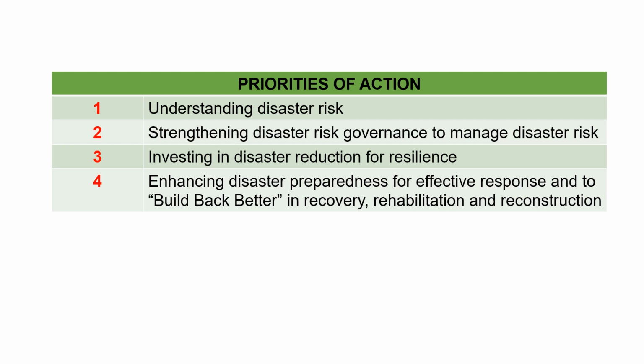It also includes 4 priorities of action, which are understanding disaster risk in all its dimensions of vulnerability, capacity, exposure of persons and assets, hazard characteristics, and the environment; strengthening disaster risk governance to manage disaster risk at the national, regional, and global levels; investing in disaster reduction for resilience through structural and non-structural measures; and enhancing disaster preparedness for effective response, and to build back better in recovery, rehabilitation, and reconstruction.